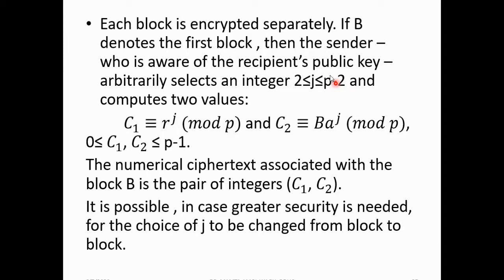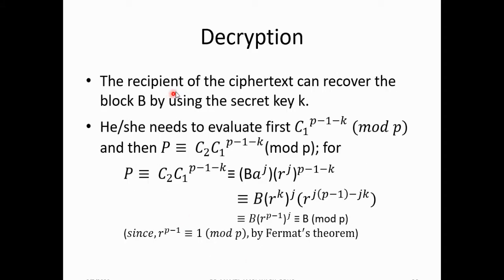So what we are doing is, we have selected j arbitrarily from 2 to p minus 2 and then computed C1, which is r to the power j mod p, and C2, which is b, your block, times a to the power j mod p. Then we send this pair C1, C2 as the ciphertext. It is possible, in case greater security is needed, for the choice of j to be changed from block to block. So we can change j from block to block for security purposes.